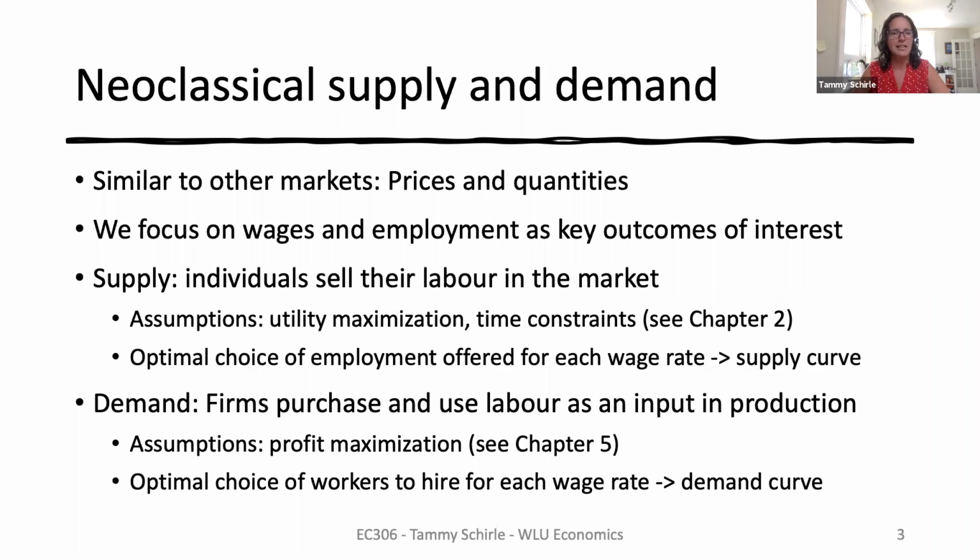Now, on the demand side, we're thinking about how firms are purchasing labor, and they're using it as an input in their production process. Again, we have some assumptions about what motivates a firm. We assume that they are seeking to maximize their profits. And with all of that in the background, we can create a demand curve where every point on that curve is going to represent an optimal number of laborers demanded for each possible wage rate.